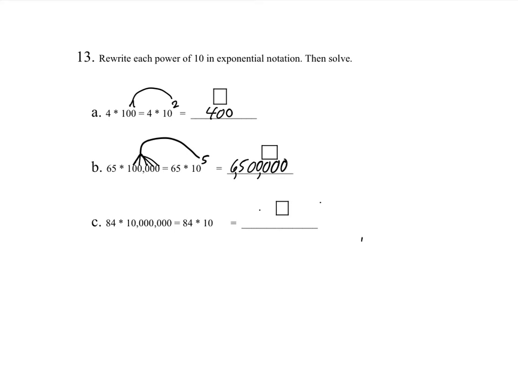and the answer is 65 with 5 zeros, which is 6,500,000. And the last one we have, again, my exponent matches up to the 3, 4, 5, 6, 7 zeros, so my exponent is a 7, and the answer is 84 with 7 zeros, which ends up being 840 million.